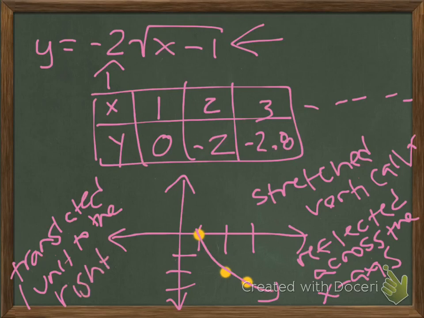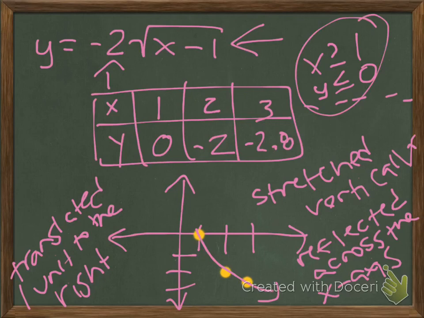Now our domain is starting at 1 because we can't get below x's, square root of x is 0. So x has to be greater than or equal to 1. Our range is going to be below the x-axis, so y has to be less than or equal to 0 as far as we can go. And that concludes lesson 10.1.